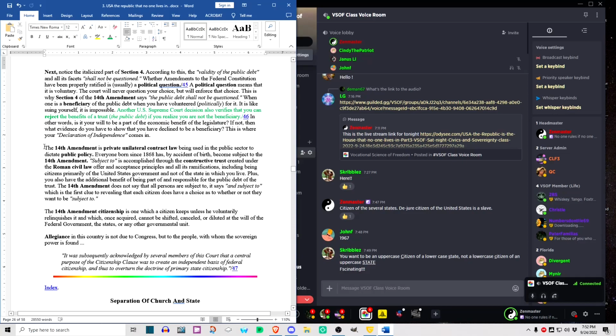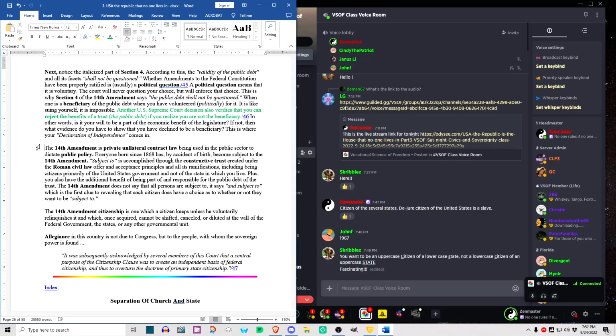The 14th Amendment is private unilateral contract law being used in the public sector to dictate public policy. Everyone born since 1868 has, by accident of birth, become subject to the 14th Amendment. Subject to, quote unquote, is accomplished through the constructive trust created under the Roman civil law offer of acceptance principles and all its ramifications, including being citizens primarily of the United States government and not of the state, lowercase s state, notice that, in which you live. Plus, you also have the additional benefit of being part of and responsible for the public debt of the trust.